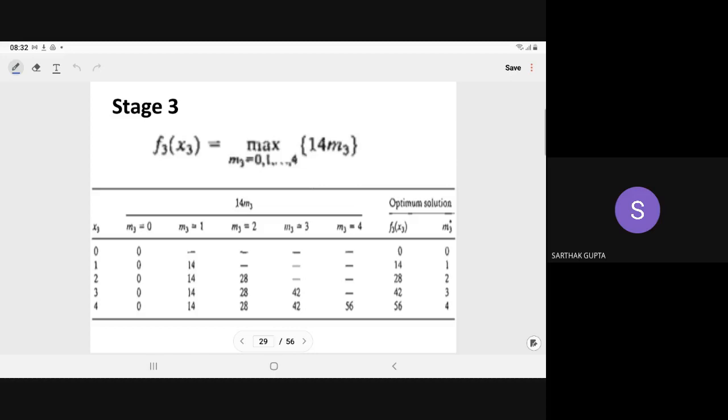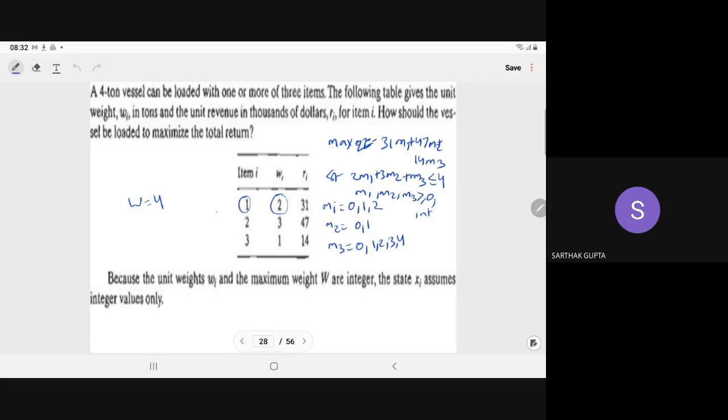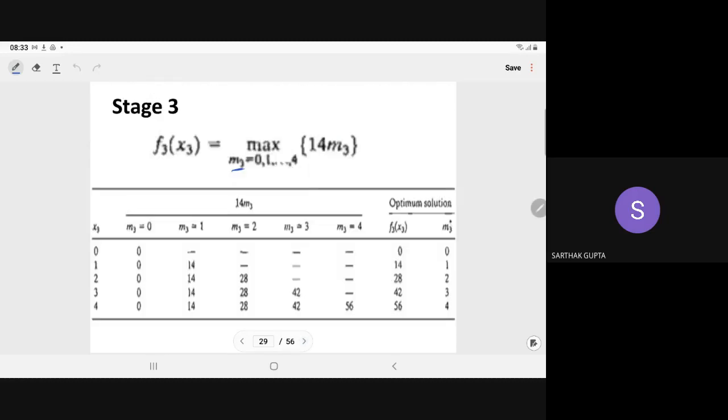So what is F3(X3)? It is the maximum of, what are the alternatives? M3 is equal to 0, 1, 2, 3, 4. Here we have seen M3 is equal to 0, 1, 2, 3, 4. Means when all the 4 tons are available, and you are not allocating any item 1 or item 2, all the 4 tons will remain empty. So you can allocate four units of item 3. So M3 is 0 when there is no remaining weight for stage 3.